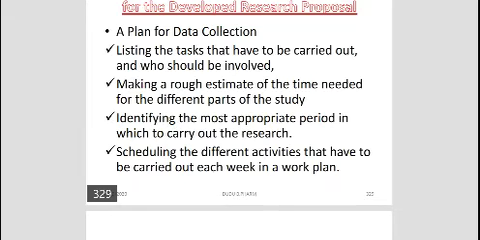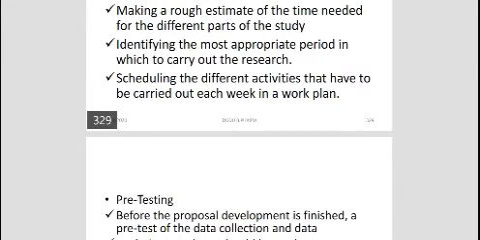So, scheduling the different activities that have to be carried out each week in the work plan, as we said, in our budget there. The other thing is that we should respect holidays and faith observances of your workers or assistants. So scheduling the different activities that have to be carried out each week in the work plan is very important.